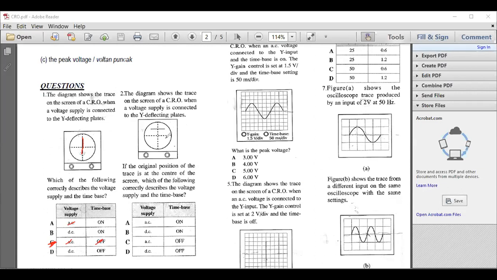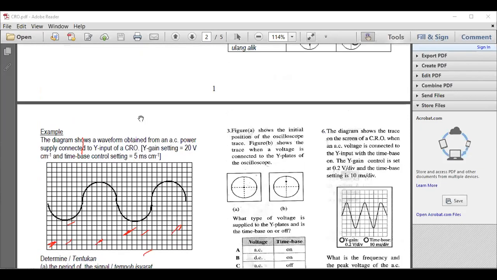Like this one, they ask you what this is. See, now the image is at the top only, so that means it's direct current. And then you can see there's an image on the left and on the right. That means it's moving left, right, left, right, so your time base is on. So the answer will be B. That's how to know.